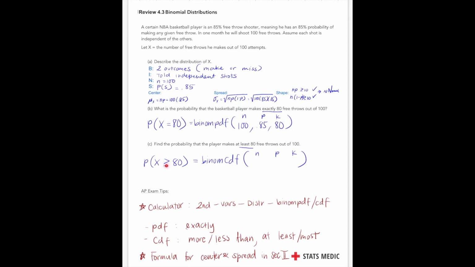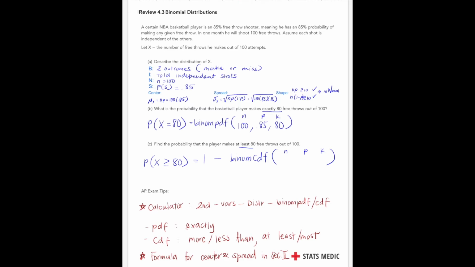Binomial CDF specifically only reads our diagram to the left. So I have to read the number line like all the numbers below. So any number below 80, binomial CDF will read. So if it can only read below, I have to do 1 minus for it to read above.